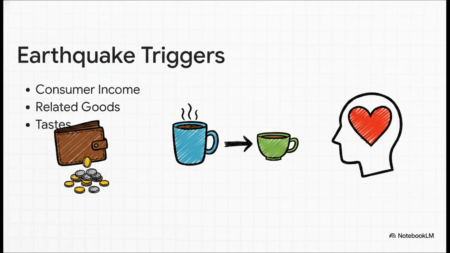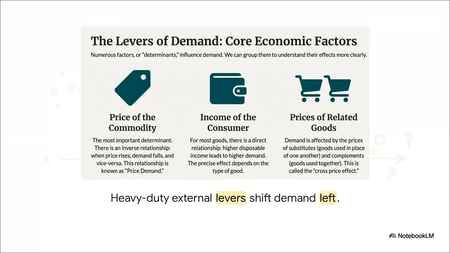If it's not the price tag doing the damage, what is triggering this economic earthquake? Well, the answers lie in what economists call non-price determinants. These are the powerful external forces that can turn a consumer's wish into an economic reality, or make that demand vanish entirely. We're talking about major shifts in consumer income, changes in the prices of related goods, and even just evolving consumer tastes. To visualize this effectively, try thinking of these core economic factors as heavy-duty levers.